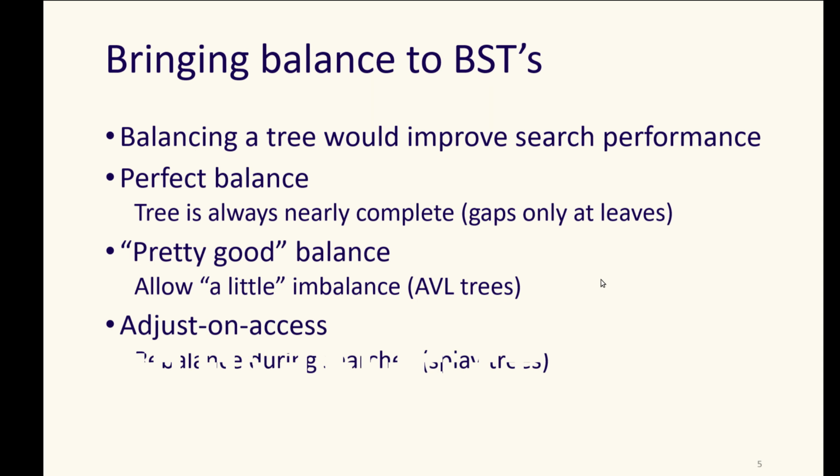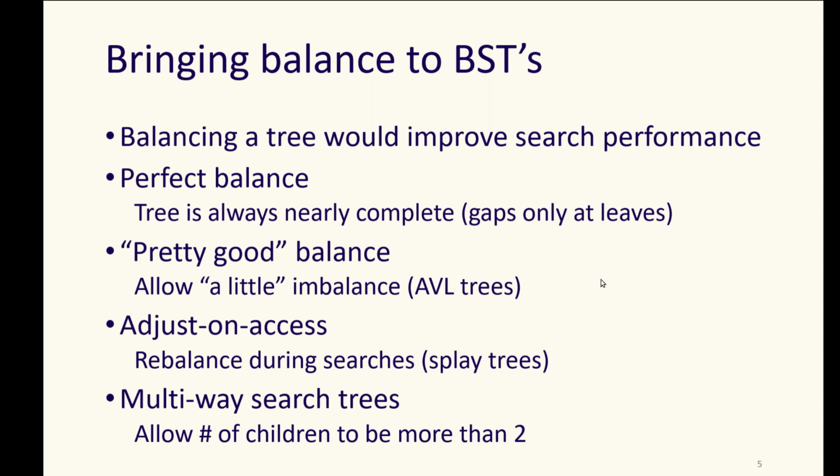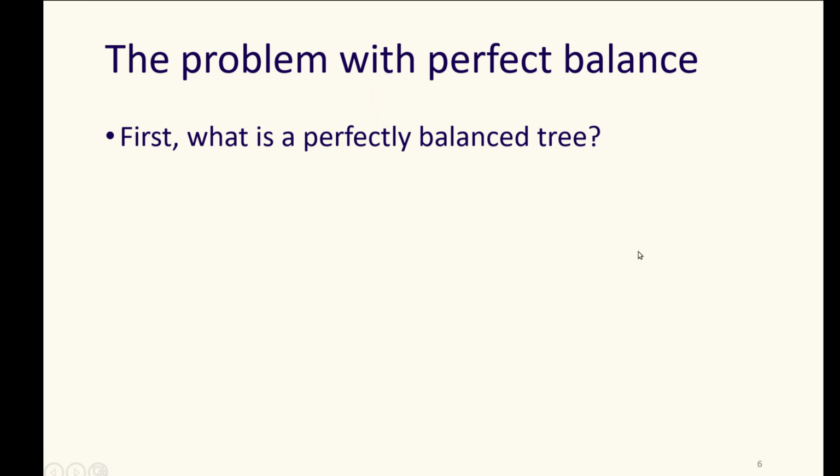The AVL stands for the names of the people who designed it. By the way, don't try to figure out how it might relate to the behavior of the tree. We will adjust when we actually use the data structure for another design called splay trees. And we may also allow multi-way search trees where we allow the number of children to be more than 2. But for this time period, we're going to focus on AVL trees where we'll try to attain about perfect balance.